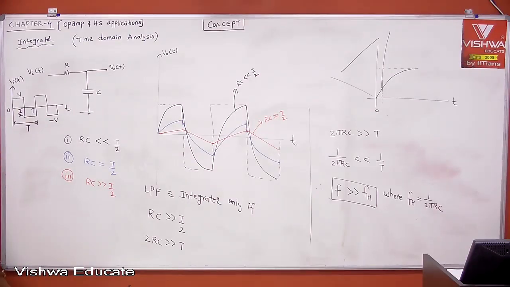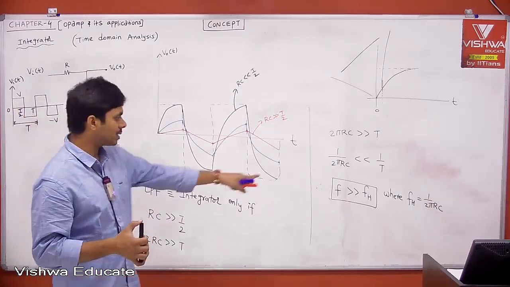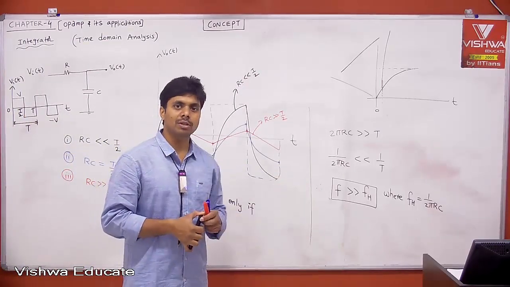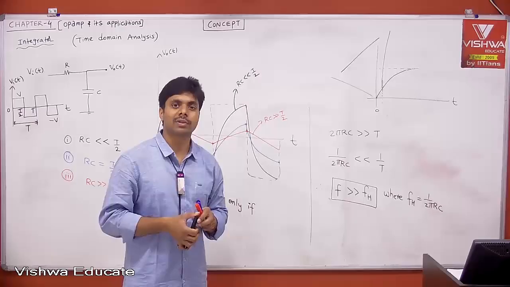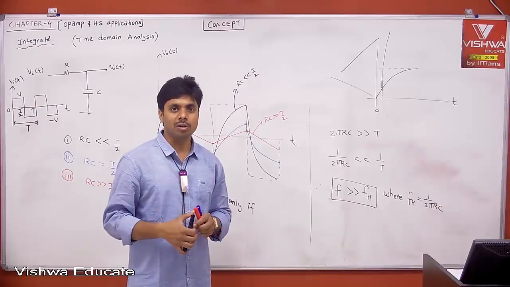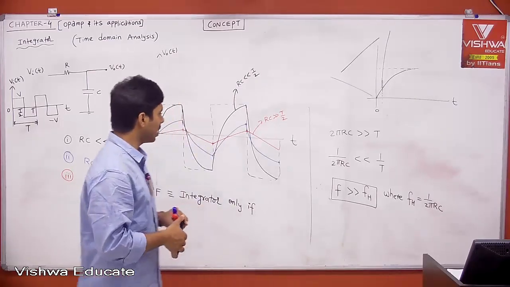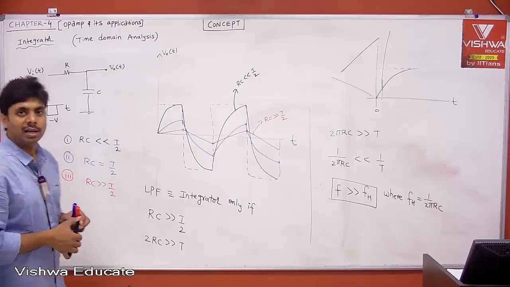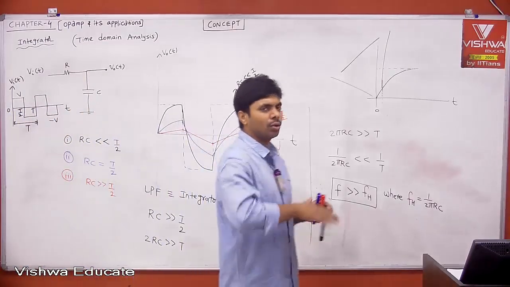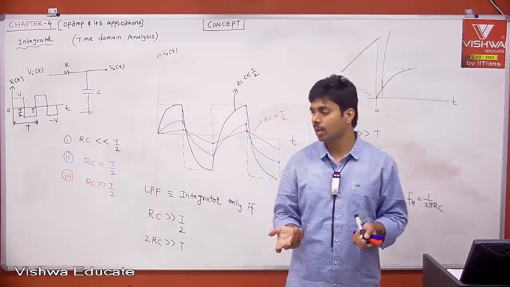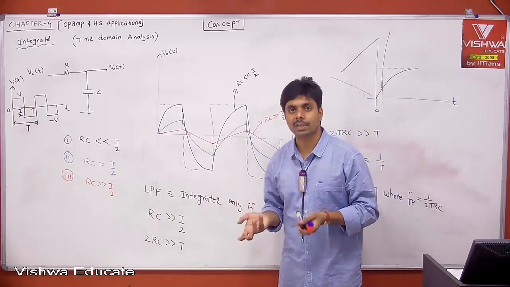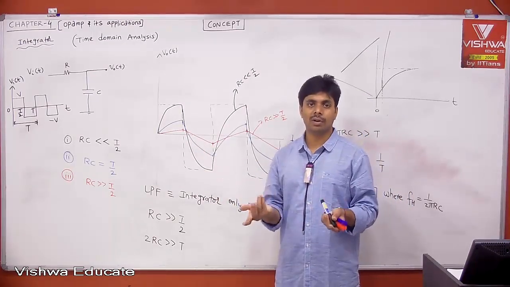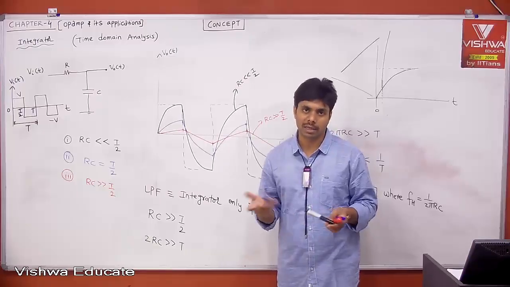Okay, take it. Therefore, whatever condition we got in the case of frequency domain analysis, where the frequency of your input signal should be very much greater than the higher cutoff frequency of your circuit, the same thing we also got from time domain analysis, saying that the time constant of the circuit should be very much greater than the input time period. Then we get slow charging. Slow charging is nothing but linear ramp. Linear ramp is nothing but triangular wave. Therefore, integration of square wave. That is what it is.